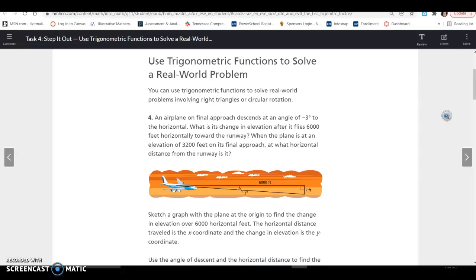Lesson 15.2, task 4. Use trigonometric functions to solve a real-world problem. You can use trig functions to solve real-world problems involving right triangles or circular rotation. An airplane on a final approach descends at an angle of negative 3 degrees to the horizon. What is its change in elevation after it flies 6,000 feet horizontally towards the runway, when the plane is at an elevation of 3,200 feet on its final approach? At what horizontal distance from the runway is it?